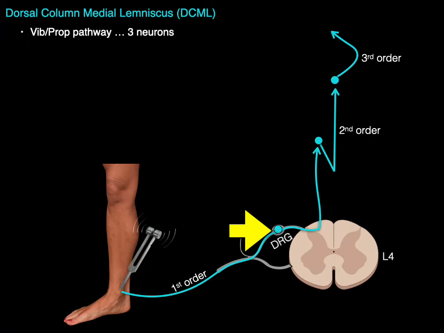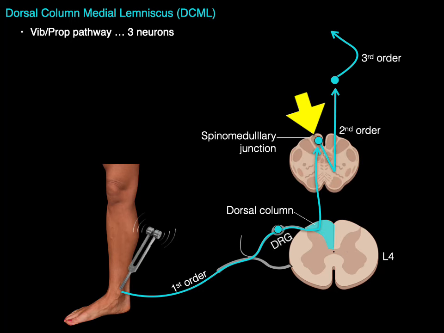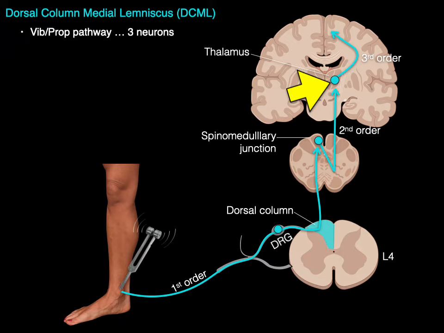And that primary order neuron also enters through the dorsal root, but then that dorsal column is where that neuron ascends to synapse with the second order neuron in the spinal medullary junction, and then to ascend up contralaterally to the contralateral thalamus, where the third order neuron will go to the cerebral cortex.